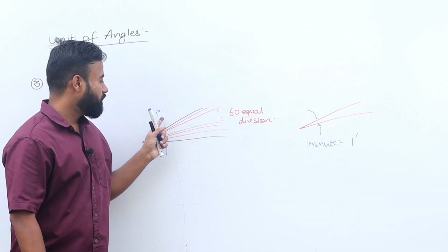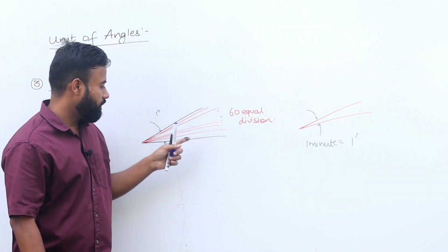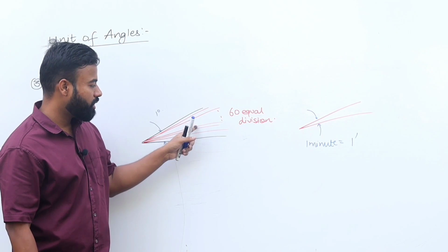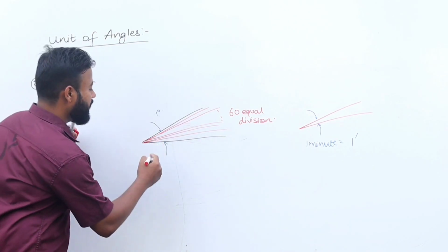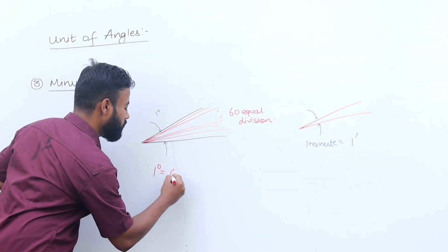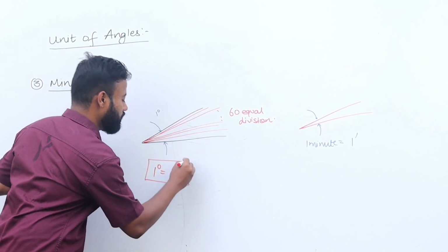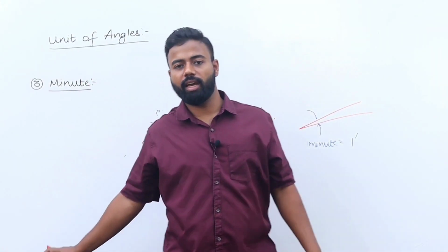From here, we can see that we have 60 equal divisions, and that means 1 minute, 2 minute, 3 minute, up till 60 minutes. So I can write it as 1 degree is equal to 60 minutes. So this is the relation between degree and minute.